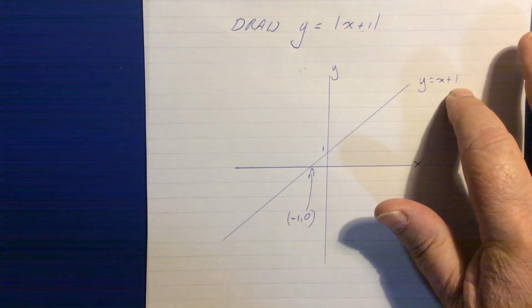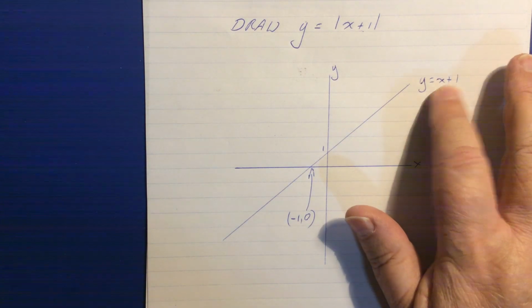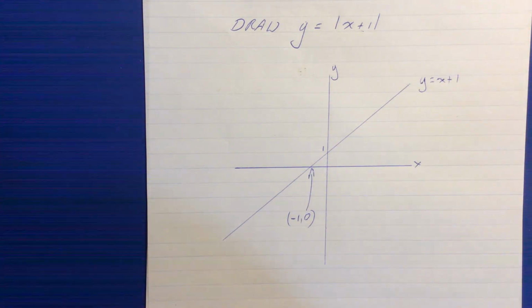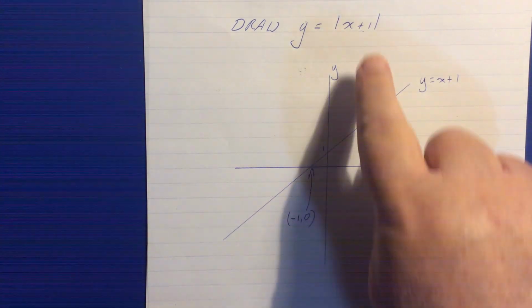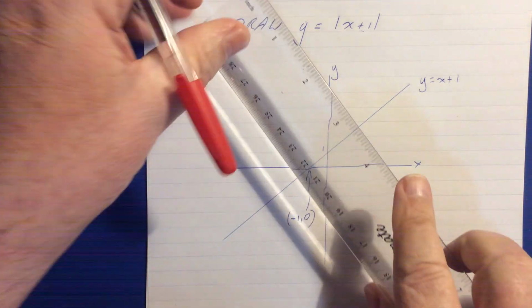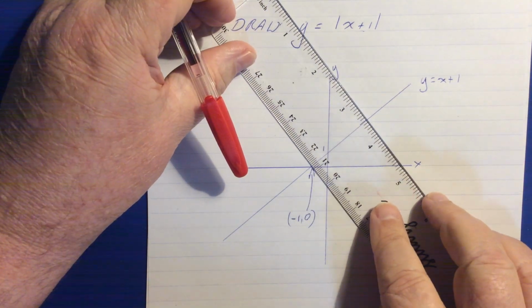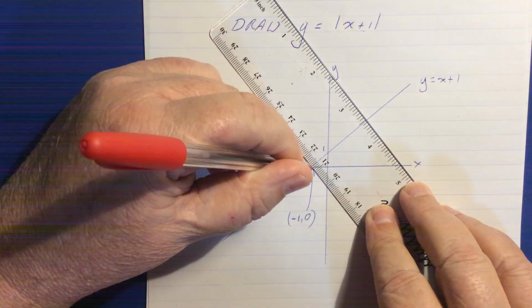The y-intercept is 1. The x-intercept we find by making x plus 1 equals 0 and solving for x, which gives us negative 1. Now, what does the absolute value of the function look like? Well, it looks like this. Just draw this in here, and then we can talk about why it looks like it does.